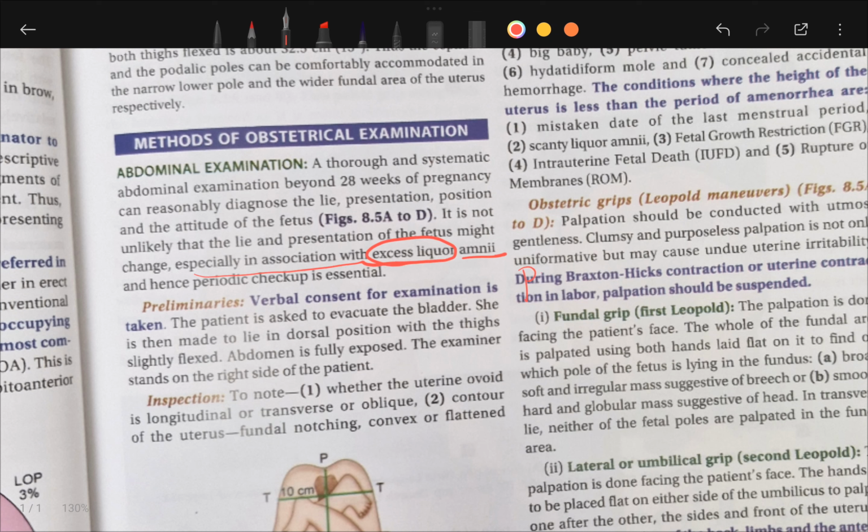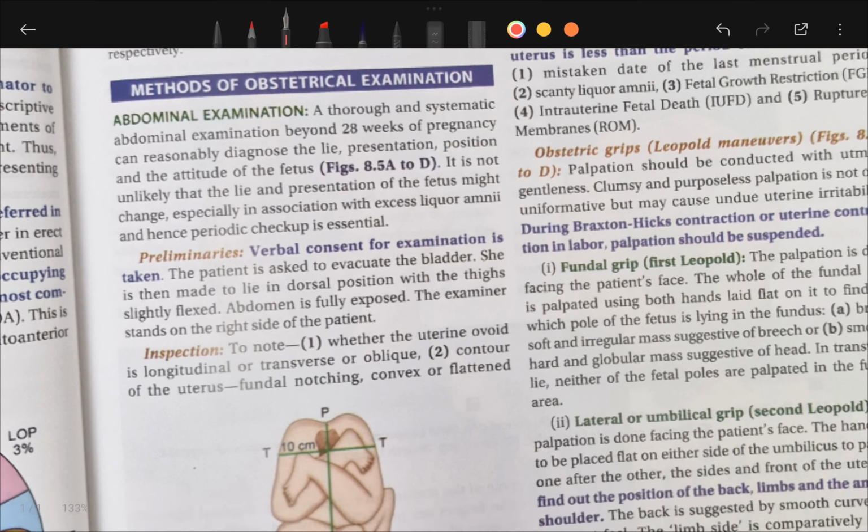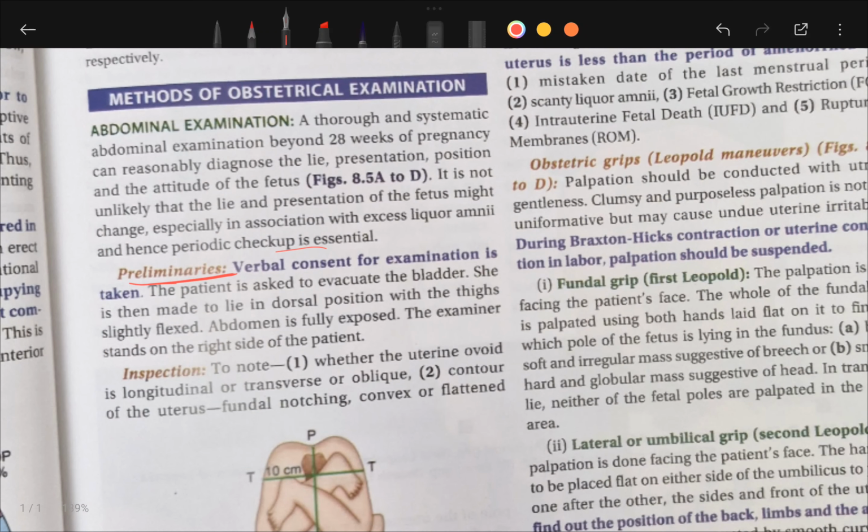excessive liquor amnii, that is polyhydramnios, and hence especially the lie of the fetus might change. Hence the periodic checkup is essential in order to detect the lie, presentation, attitude, and position of the fetus. Preliminaries is what we have to see. Verbal consent, like before examining these things, preliminaries we have to do. Verbal consent of examination should be taken.